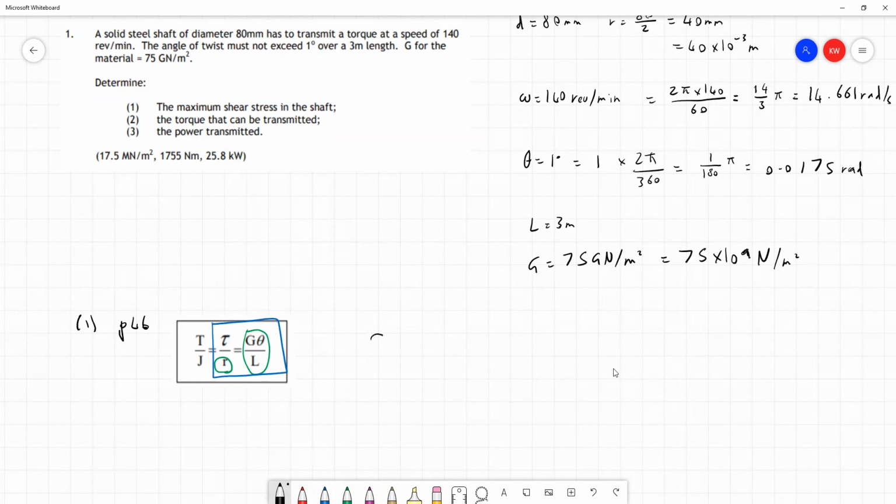So we're going to say tau, and we can call it tau max because we're working with R max. Tau max over R max, but if you want to write it as tau over R, that's completely fine, is equal to G theta over L, and we can rewrite that as tau max is equal to G theta max R max divided by L. And we have all of these values.